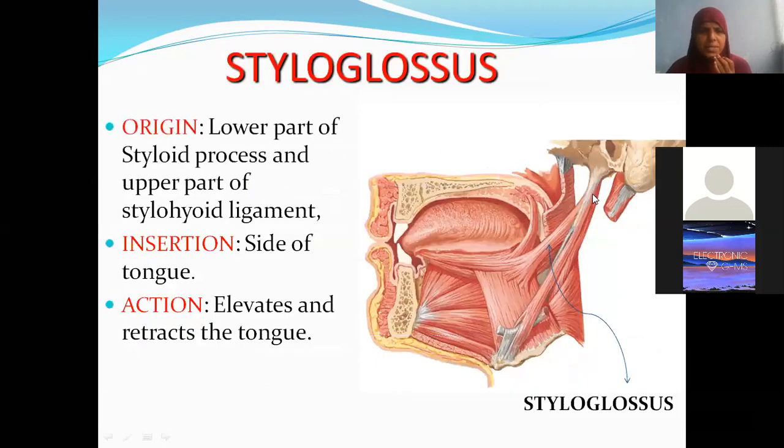Then this is the styloid process. The origin is the lower part of the styloid process and the upper part of the stylohyoid ligament, and you will see the insertion is again the side of the tongue. It elevates and retracts the tongue. Okay.